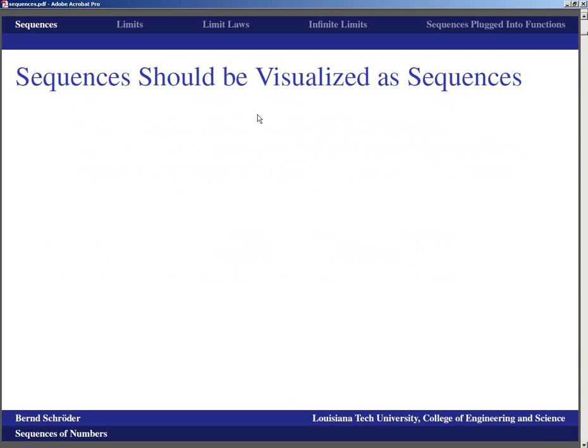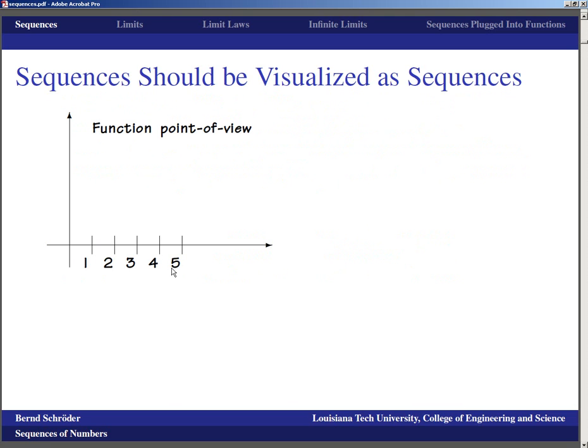So sequences should be visualized as sequences. Well, duh, yeah, that's one of those terribly true statements. What am I trying to say? From a function point of view, if we talk about functions, we have an x-axis and a y-axis, and a sequence then is just something that maps the numbers 1, 2, 3, 4, and so on to outputs on the y-axis, and that is a perfectly good plot.